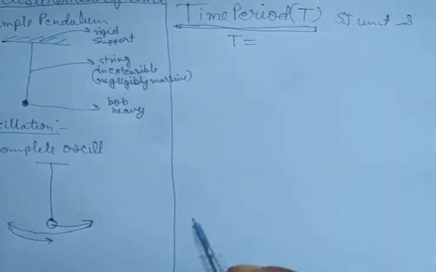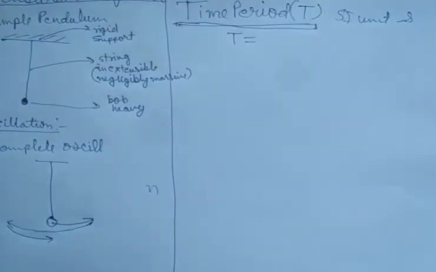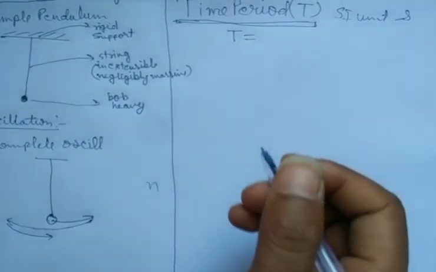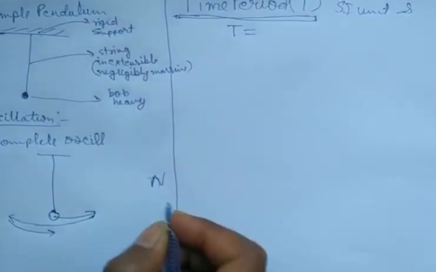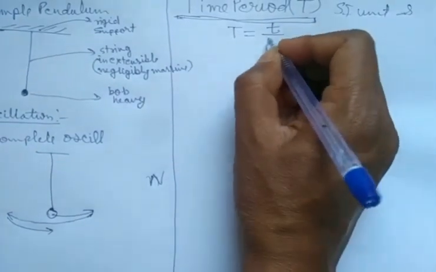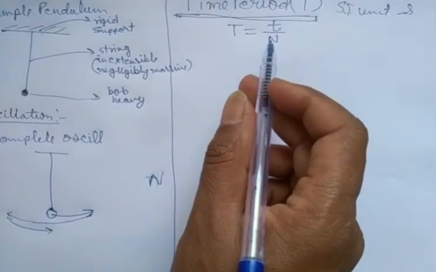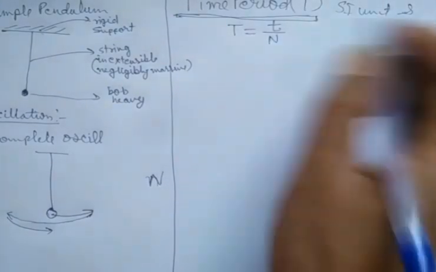Another thing, time period can be measured if you set a pendulum for number of oscillation. Let us suppose n number of oscillation, 1 2 3 4 5 6 10 20. So I'm just writing it n. So if there are n number of oscillation, I'm using capital N number of oscillation. So time taken upon number of oscillation will give you the value of time taken by one oscillation.